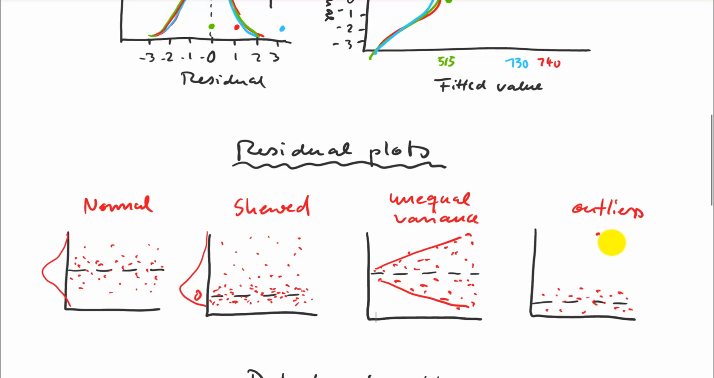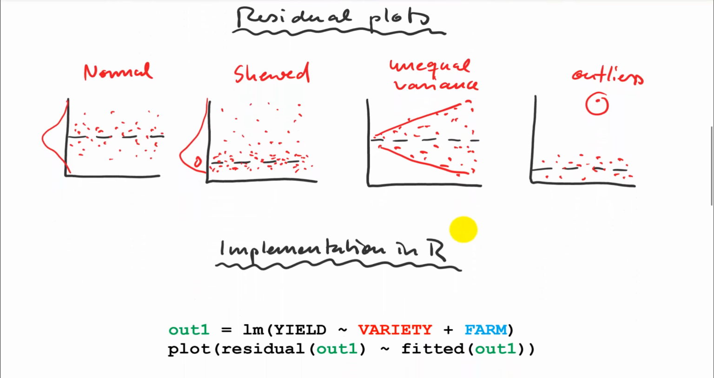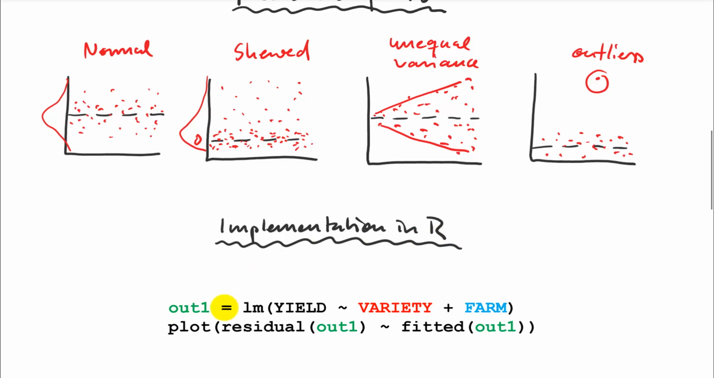And I have outliers again, so this would sit way out here and all my other values are bunched up at the bottom. So those residual plots are really good at identifying problems with your original data. Implementation in R of this is really simple. You just run your linear model, which does all the calculation of the residuals, and you write this into an output file, and you just plot the residual as a function of the fitted values. So that gives you these kind of plots, and you can inspect them for any kind of problems.